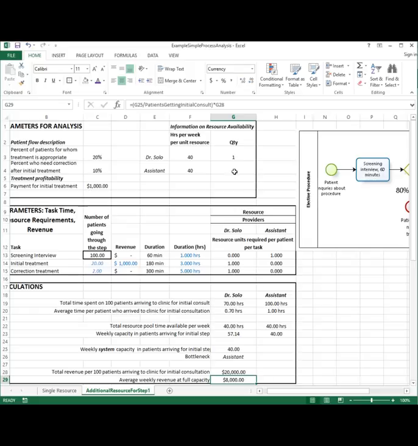Now let's say I want to do some analysis, and I have 2 assistants. You can see what changed here. It's 80 hours here, so my 2 assistants can handle 80 patients. And now Dr. Solo becomes the bottleneck. Weekly capacity is determined by Dr. Solo, and the average weekly revenue changes like that.